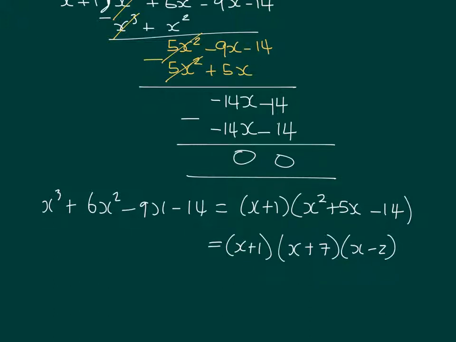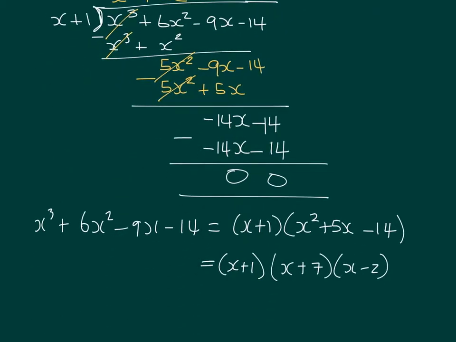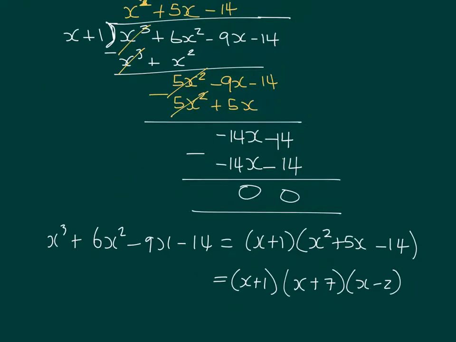I have now factorized it and I've got the 1, 2, 3 factors that the question had asked me to find. Just go back up. Yeah, it says find the other 2 factors. I found one. Well, one was given to us and we needed to find the other 2, which we subsequently did just there. Okay, I'm going to show you a different method of doing this question.